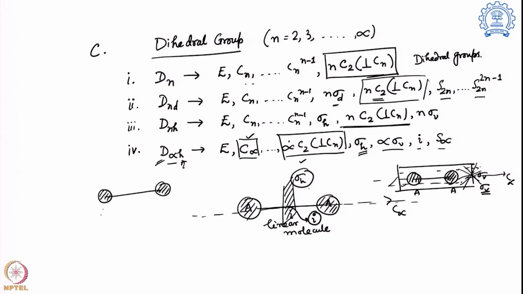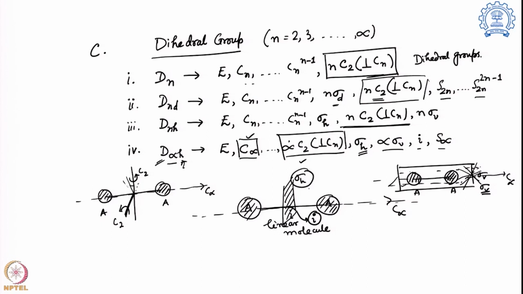So, again I am drawing the same molecule A. The C2 is present over here if you rotate 180 degrees, which is perpendicular to the C infinity. So, that is one of the perpendicular C2s. We can have a C2 rotation on this particular axis, which is perpendicular to the plane of the board I am drawing, and that is also a C2.